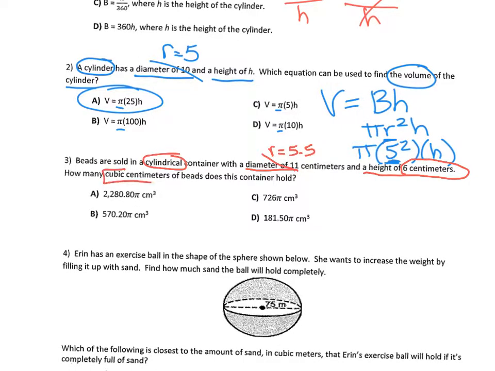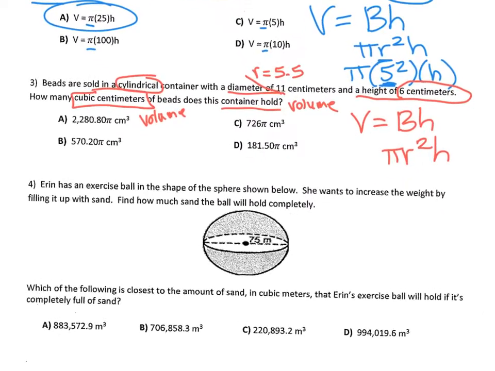How many cubic centimeters? If you see the words cubic centimeters, that tells you you're looking for volume. Also, words like hold, like how much can fit inside of this container? We're looking for volume. And so we've been using that same formula, volume of a cylinder. Volume of a cylinder is area of the base times height. Since your base is a circle, area of the base is pi r squared, times your height. So that's the formula you're going to use.